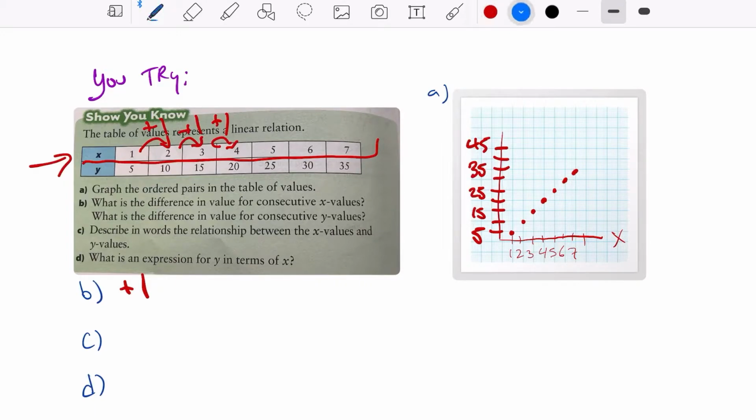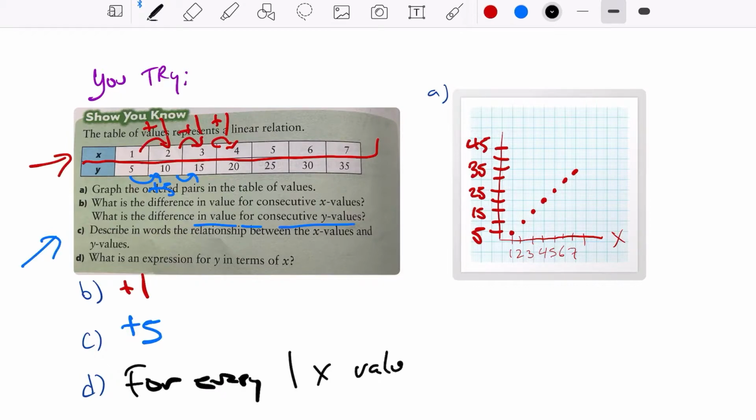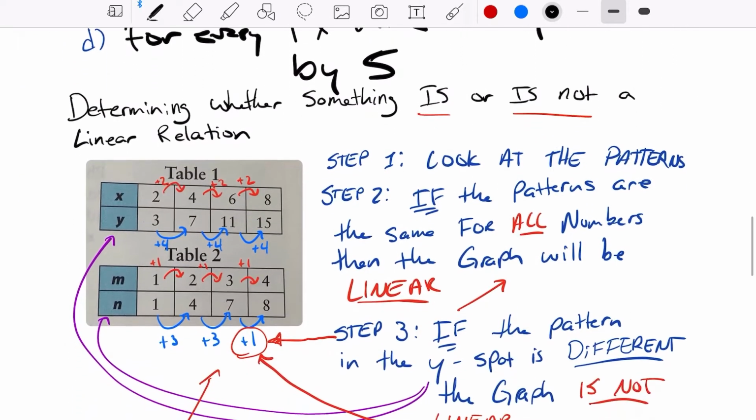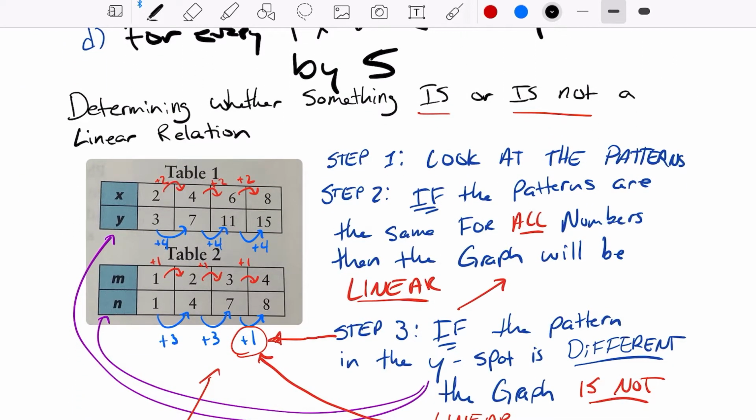B says, what's the difference in consecutive y values? So now we're looking at the pattern here. What's the pattern up here? Looks like it's going up by 5 every time. And then C says, describe in words the relationship between the x values and the y values. So we say that for every one x value, right? So that's right here, the y moves up by how much? 5. Cool.